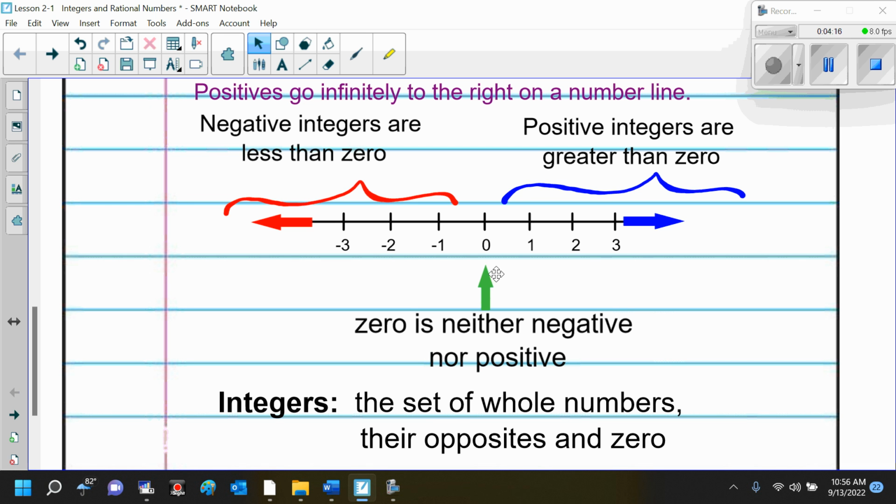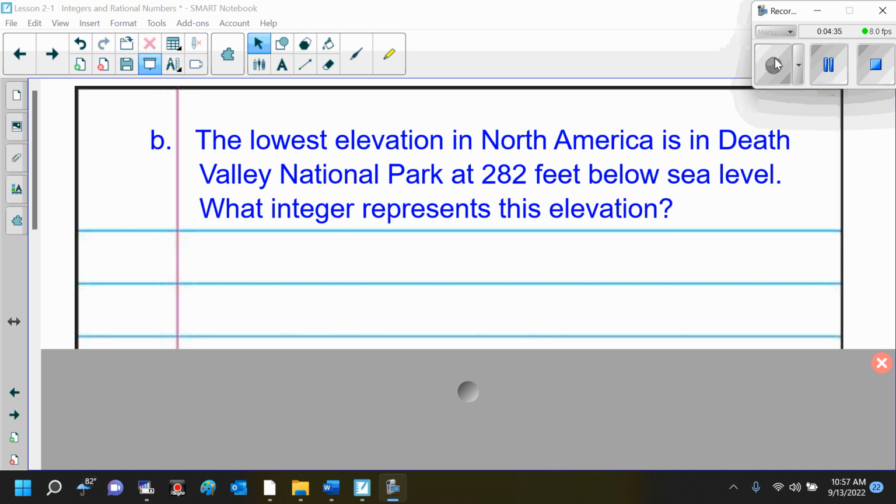What do you not see in the set of integers? You guys, what you don't see here are the fractions and decimals. Those are not whole numbers. Those are not integers. Just the whole numbers, their opposites, and 0. So in this example, it says the lowest elevation in North America is Death Valley National Park at 282 feet below sea level. We want to know what integer represents this elevation.